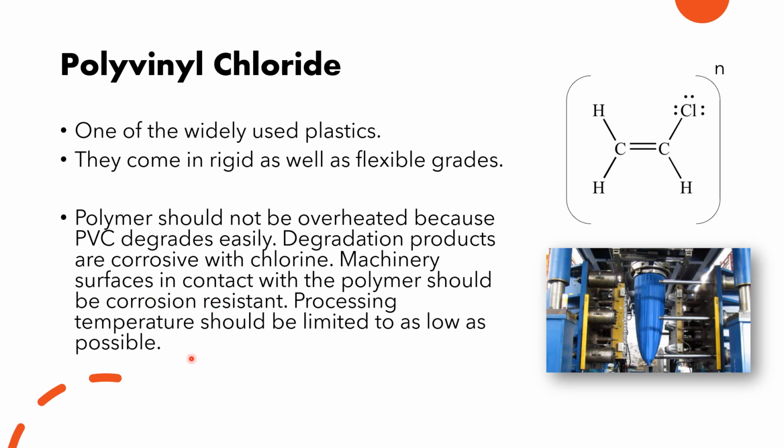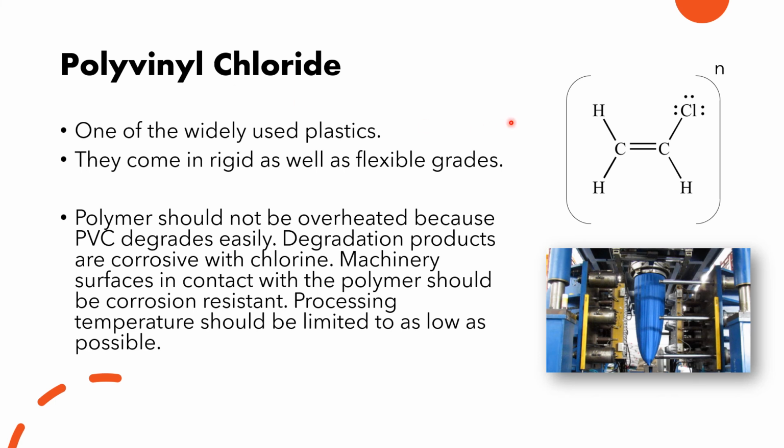So therefore your processing temperature should be limited, okay, to as low as possible. Because if you overheat, the chlorine is going to mess up the machinery with corrosion. Okay, machinery means making products using these big giant machines. We don't want to mess up the machines, so you can't overheat your PVC when you are processing it, because it's going to damage the system. So you have to be so careful about it. Again, temperature control is so important here when you're dealing with PVC production.